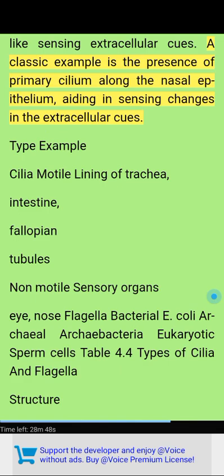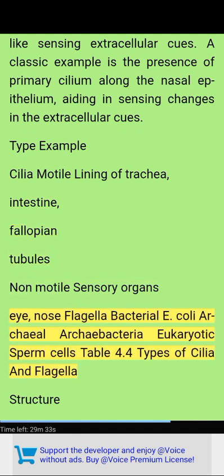A classic example is the presence of primary cilium along the nasal epithelium, aiding in sensing changes in the extracellular cues. Table 4.4: Types of cilia and flagella. Cilia: motile, lining the trachea, intestine, and fallopian tubes; non-motile, sensory organs like the nose. Flagella: bacterial, E. coli; archaeobacteria; eukaryotic, sperm cells.